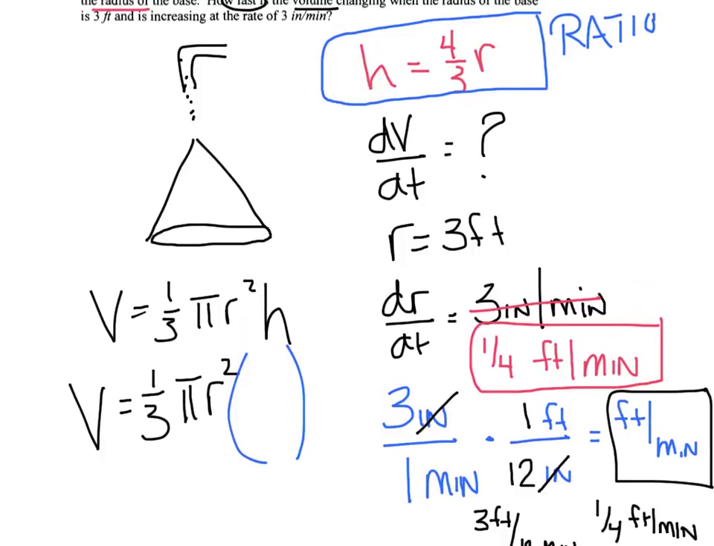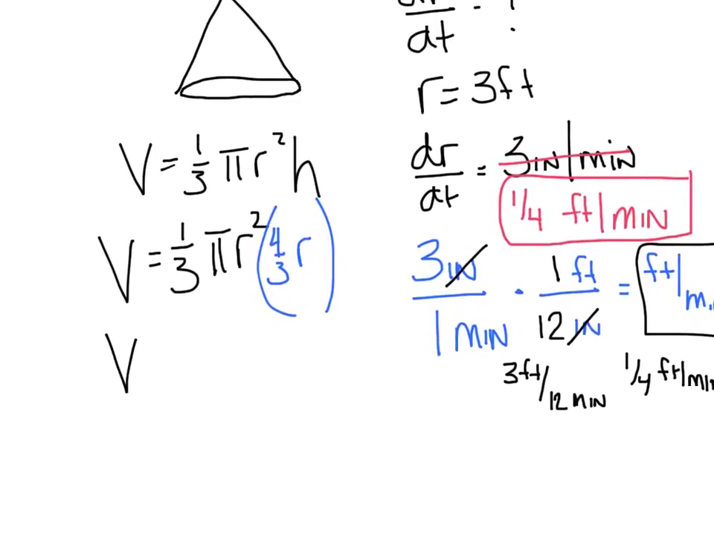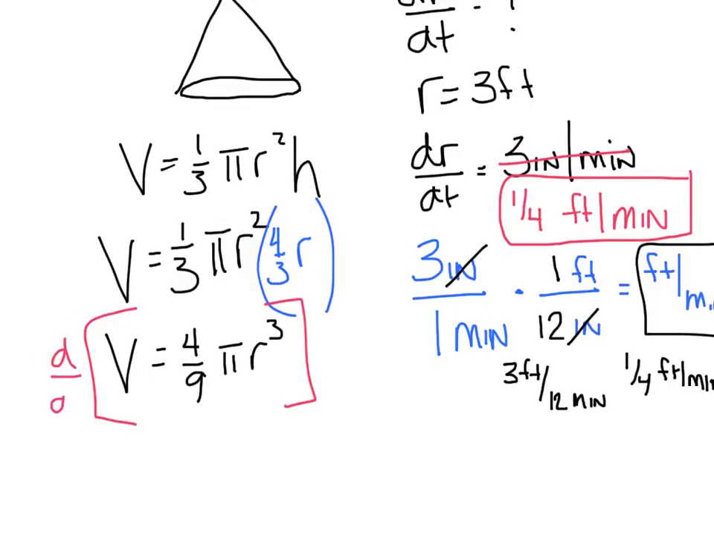Well, they gave you the ratio. Height is 4/3 r. Clean that up before we derive. Volume equals 4/9 pi r cubed. Now I can bracket that in, and I'm taking the derivative with respect to time. So I get dv/dt equals, remember this is just the coefficient in front of r cubed. So I'm going to keep my coefficient, 4/9 pi, and I'm really just taking 3r squared dr/dt.